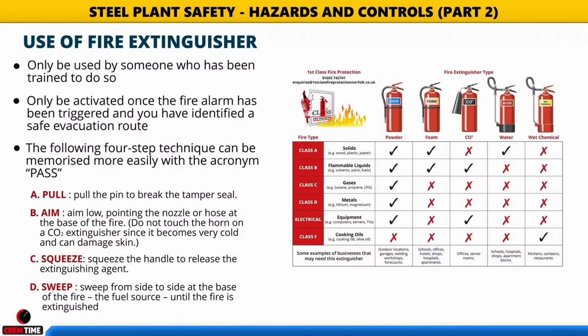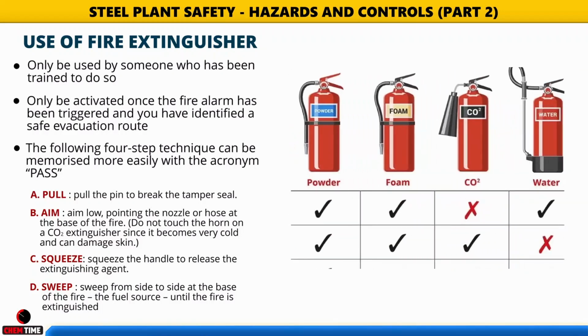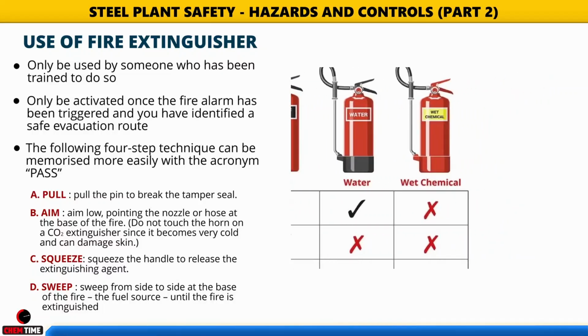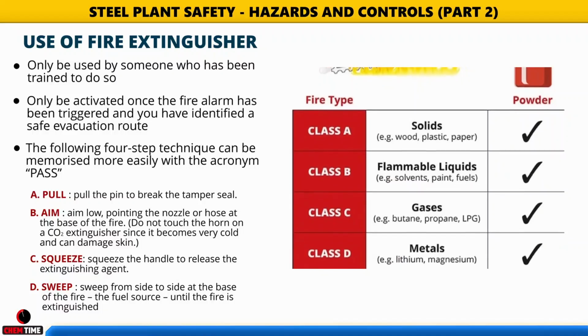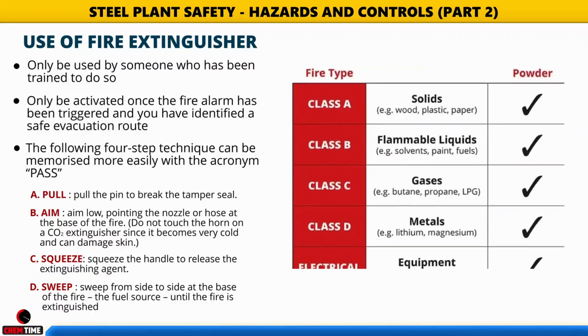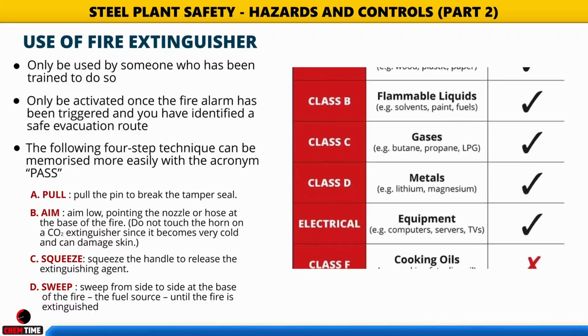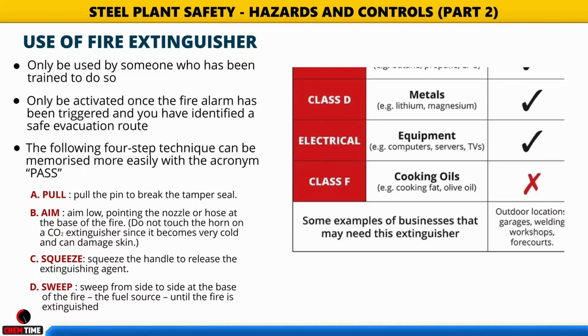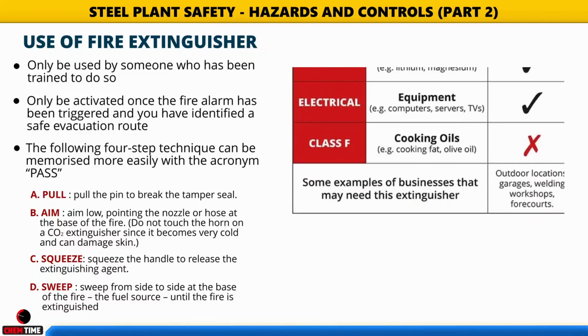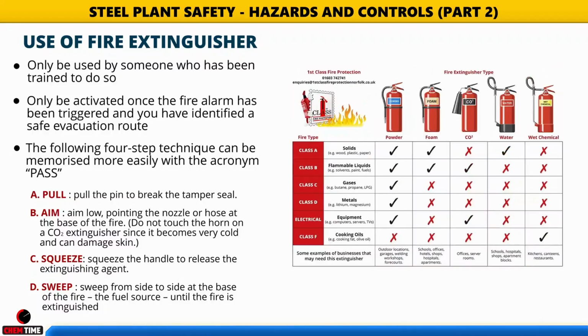There are basically 5 types of extinguishers, which could be powder, foam, CO2, water, and wet chemical, and these are divided into 6 different classes. Class A, which are solids; Class B, flammable liquids; Class C, gases; Class D, metals; electrical equipment; and Class F, which are cooking oils. Which kind of fire extinguisher is suitable for each has been given in this particular picture. You can go through that.